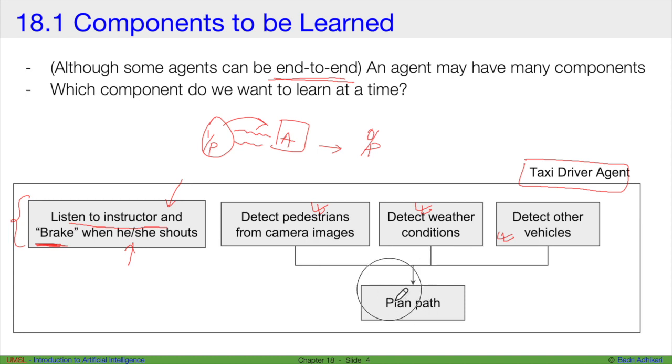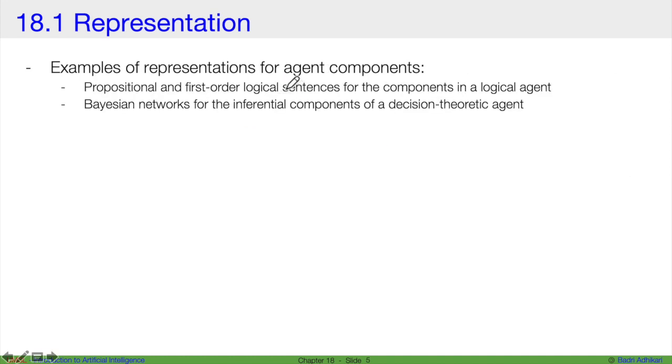And then there may be a next component that takes input from other components' output and then makes decisions. So it's important when trying to learn an agent to understand what the components involved are, and what I am going to learn, whether I'm going to learn these components separately or together, and so on.